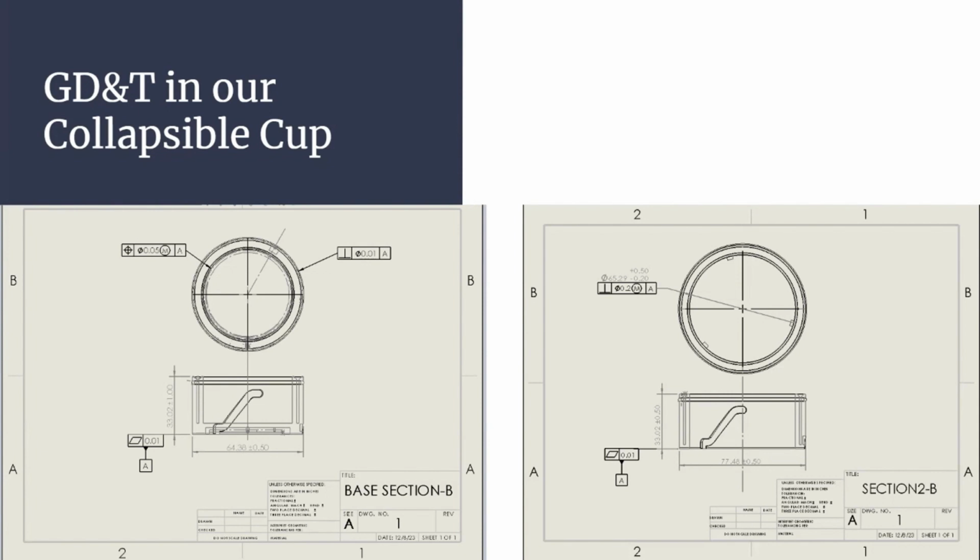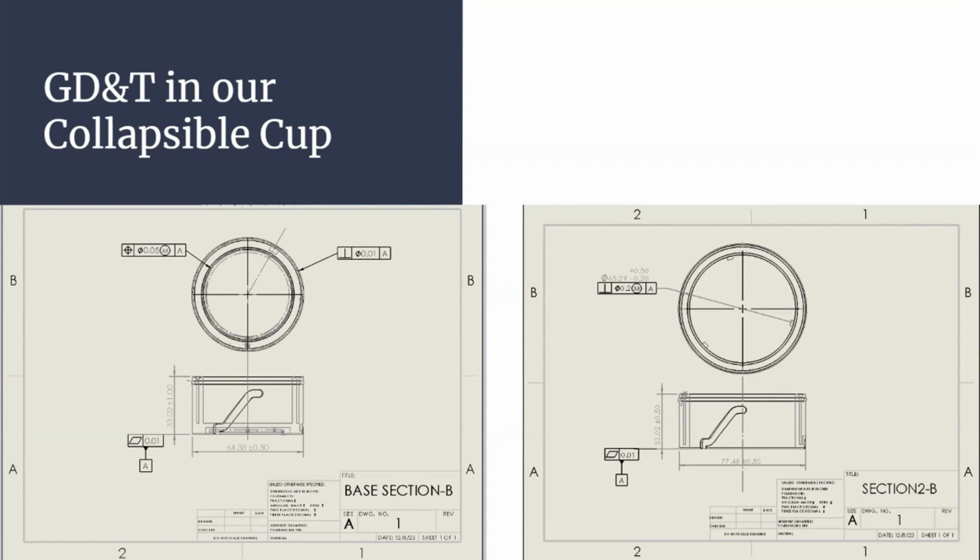We also have a perpendicularity callout. This is so important because we're going to be adding a piece on top of this, and we want this to be as true 90 degrees as possible so that we have a solid base. And on the right-hand side here is the part that goes on top of the base. So we add a flatness callout on the bottom datum A, because if it's not flat, it risks not sitting properly, and the slider that connects the two pieces not working properly.